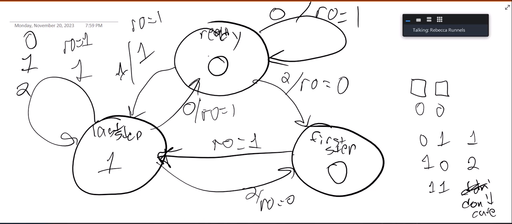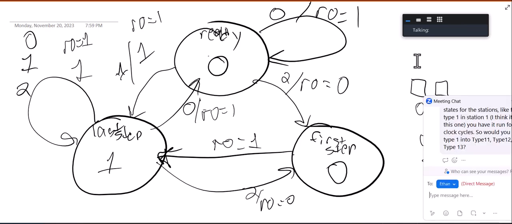Now, I seem to have lost my Zoom chat. But I don't think anybody has asked anything.